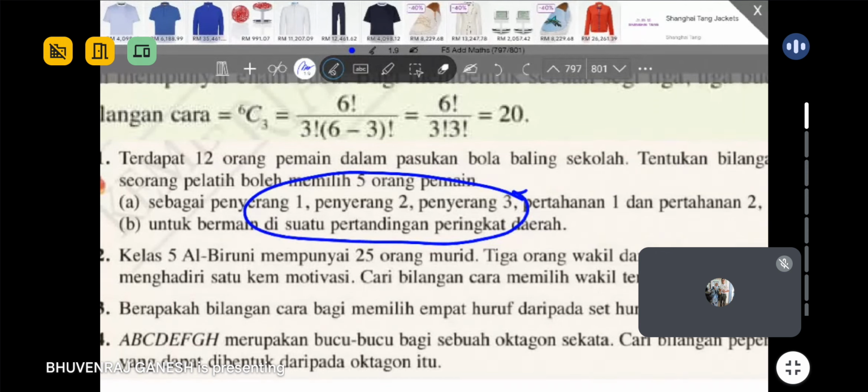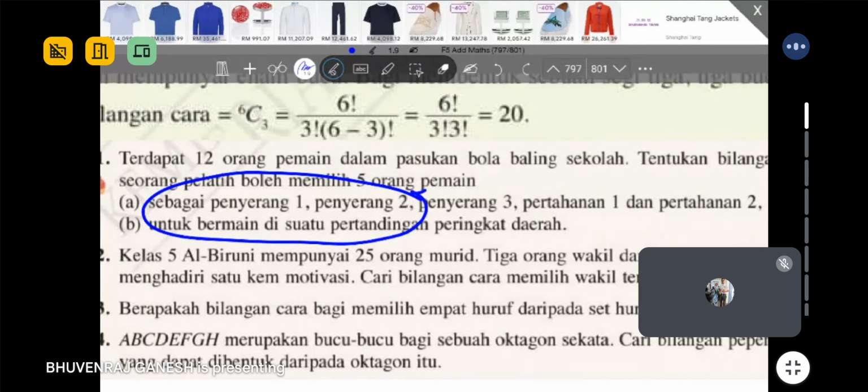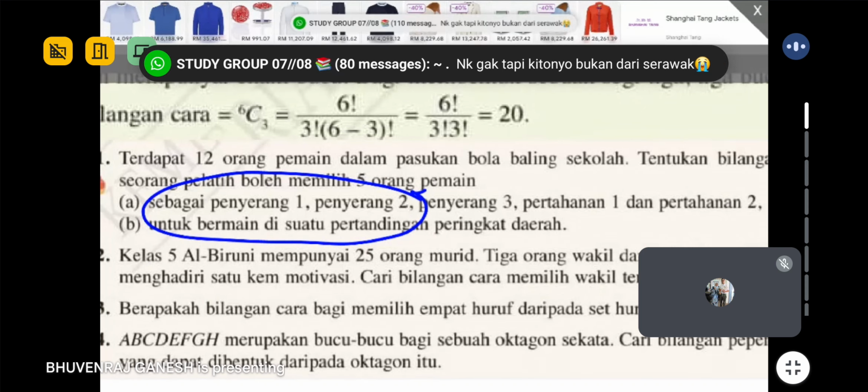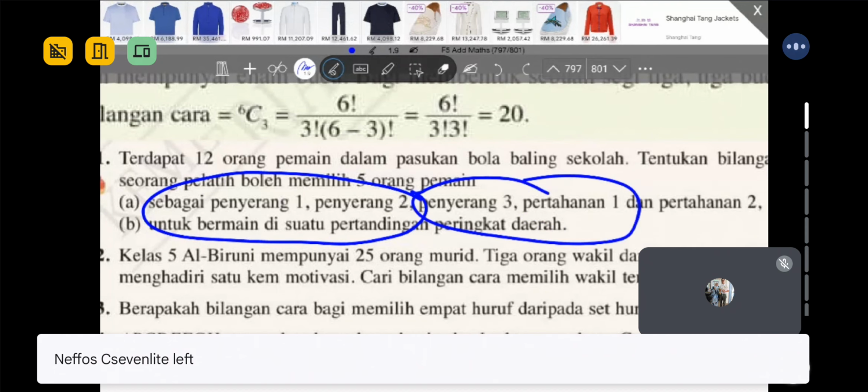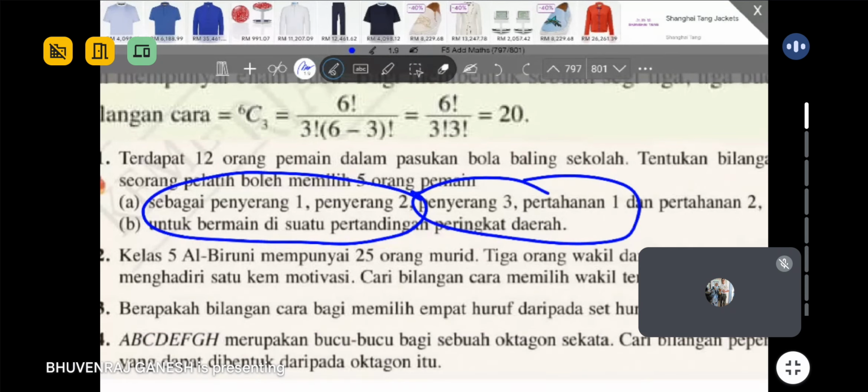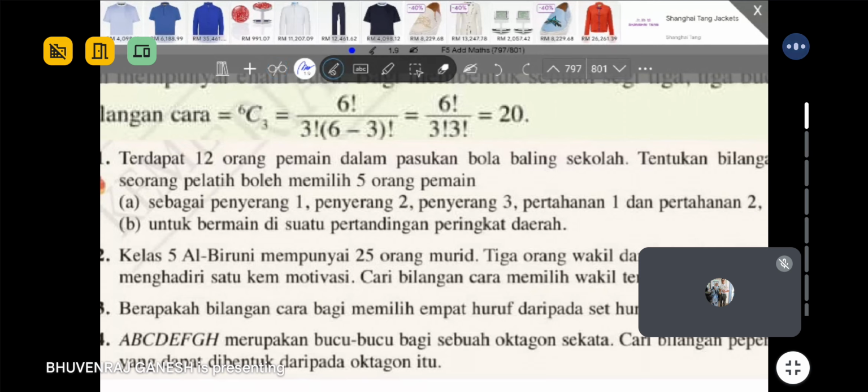Am I right? 3 penyerang. Okay, so then bila kamu ada total 12, pilih 3. How many we have left guys? Berapa tinggal? 9 kan? 12 minus 3, you get 9. So 9, pilih 2 defender. Okay, so that's why is 12p3 times 9p2. Okay, so final answer, you should get 95040. Okay, this is the final answer.